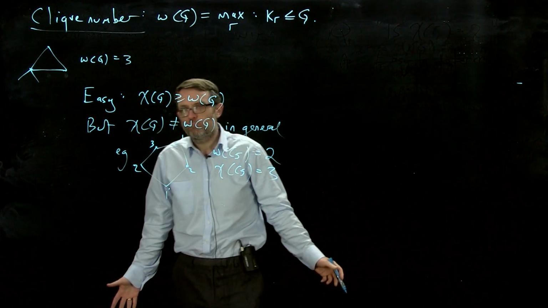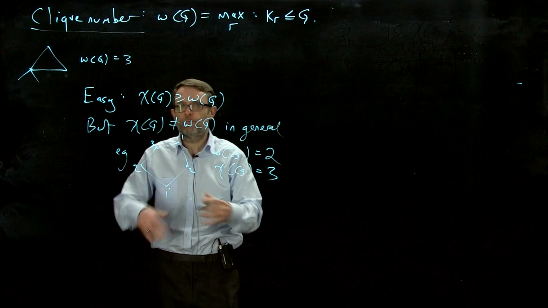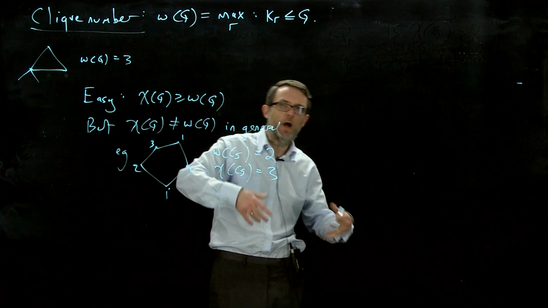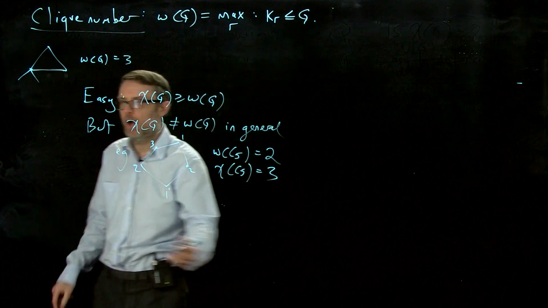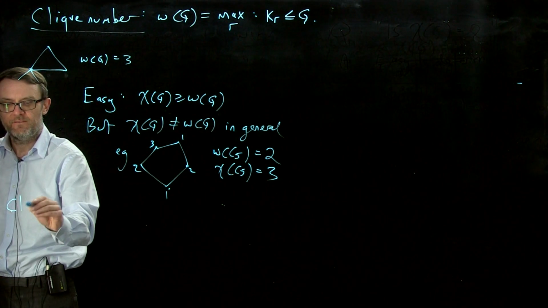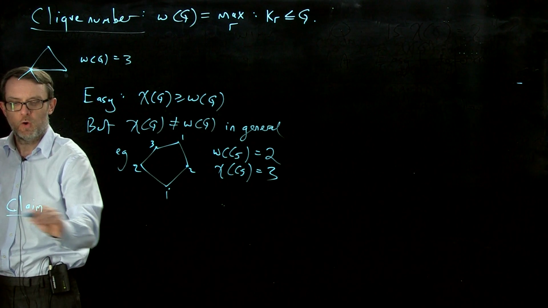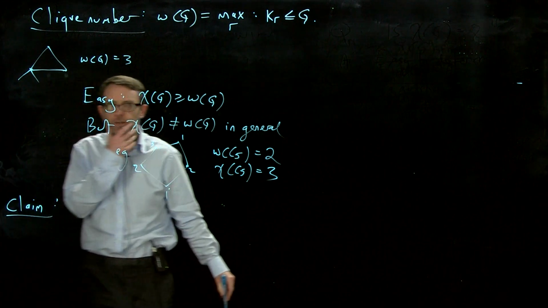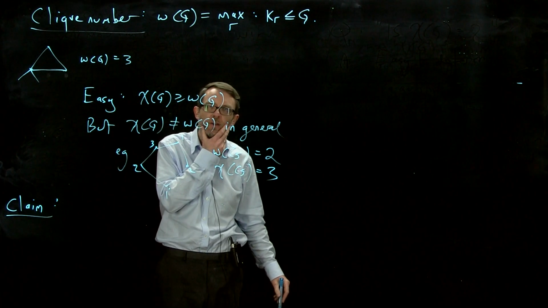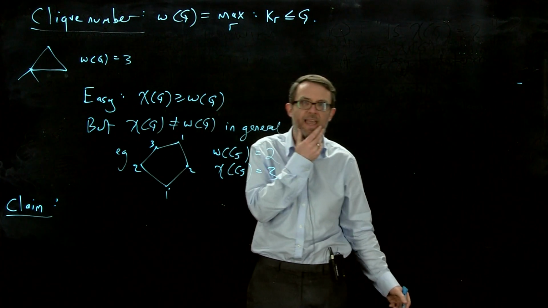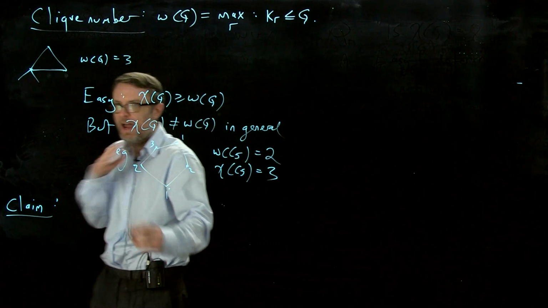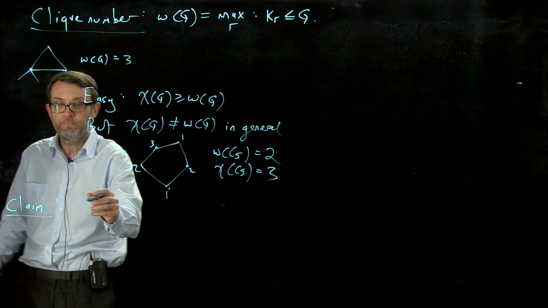But maybe the chromatic number is never more than the clique number plus 1, or 10 times the clique number, or the clique number squared. Unfortunately, not the case. So I want to tell you about the following result that gives some indication that the chromatic number is not in any way a local quantity of a graph, even though it's very much defined locally.